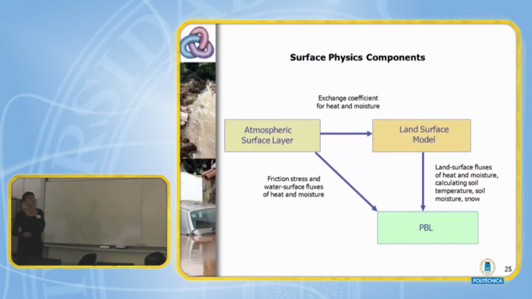And what about surface physics? There are a few surface physics components. What we have to calculate in every model is the atmospheric surface layer, and that model is calculating exchange coefficients for heat and moisture and sending that information to the land surface model, and the land surface model is calculating land surface fluxes of heat and moisture and calculating soil temperature, soil moisture, snow, if there is snow melting, snow depth, and sending that information and values to the PBL. And also from the atmospheric surface layer, we have values for friction stress and water surface fluxes of heat and moisture.